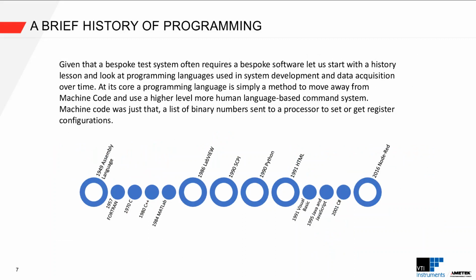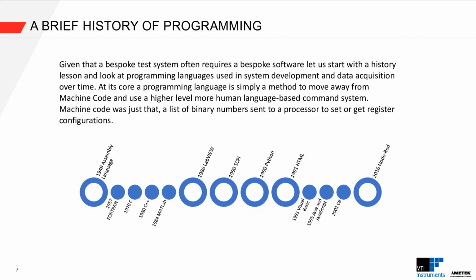So if we just do a brief history of programming, and I'll skip through this, but basically, given that our bespoke test system is going to require software, it's useful to understand what is available and why. And to start off with, what is a programming language? Programming languages were developed to move away from machine code. The first programming languages date right back to 1949, when assembly language was created.